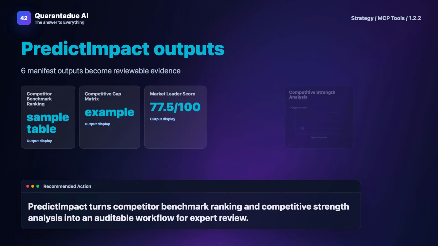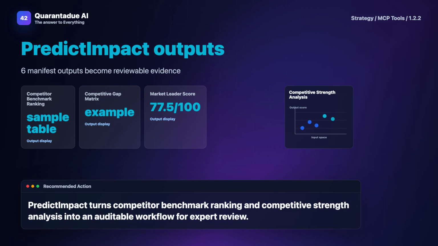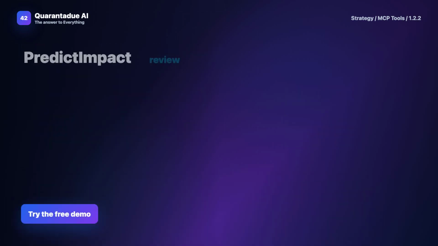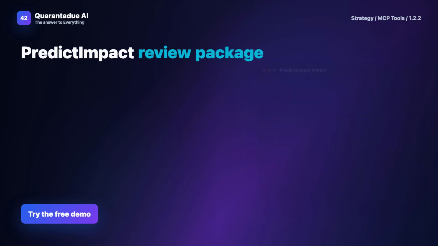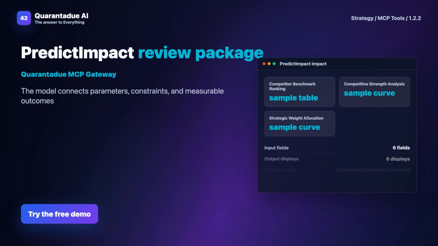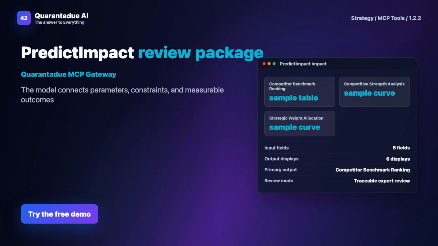Predict Impact returns structured outputs such as competitor benchmark ranking, competitive strength analysis, strategic weight allocation, competitive gap matrix, and market leader score. These outputs are designed to support review, reporting, comparison, and follow-up actions. The value of Predict Impact is not just automation, it is a controlled way to turn repeated strategy work into a documented business process with clear inputs, transparent logic, and reusable outputs.